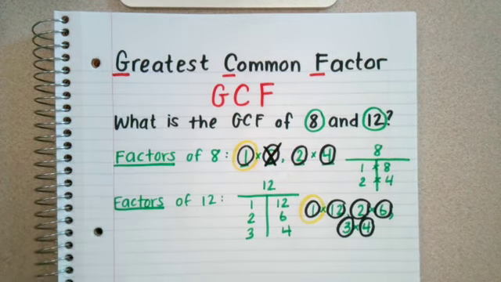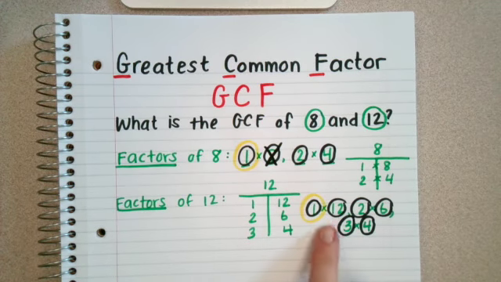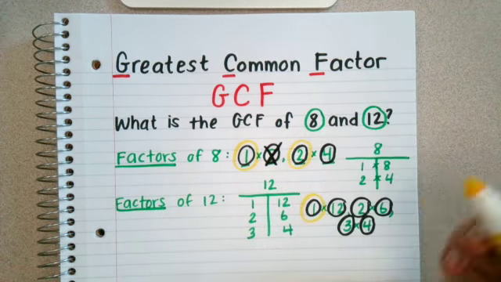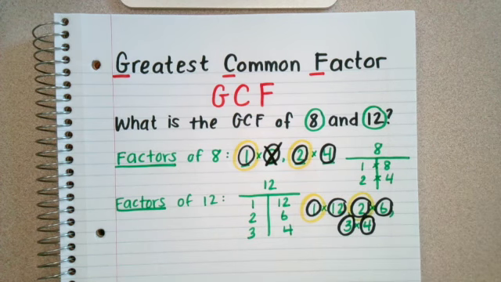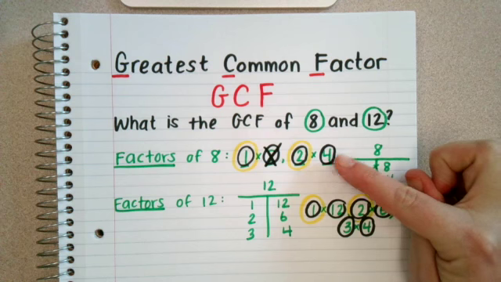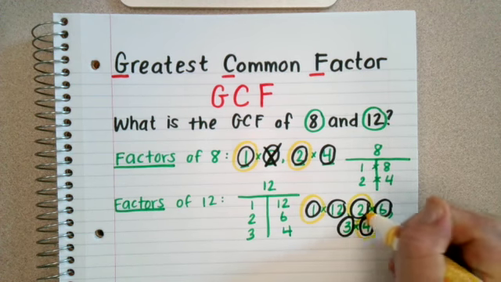Now I'm going to go to 2. And I see that 12 does have 2 in common. So 2 I'm going to highlight and say to myself, 2 is a factor that they have in common, so that's still in the running. And then the next factor, or the last factor of 8, is 4. So I'm going to look at the factors of 12 and see if that matches. And I can see here that 4 is a factor of 12. So I'm going to highlight 4.